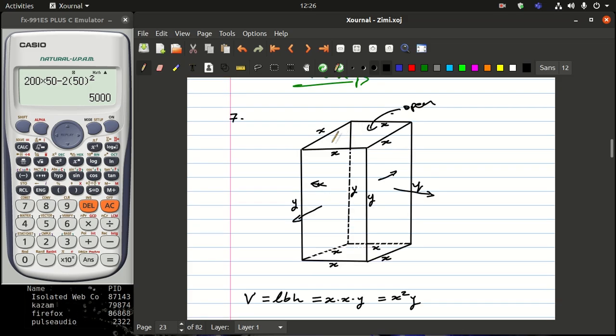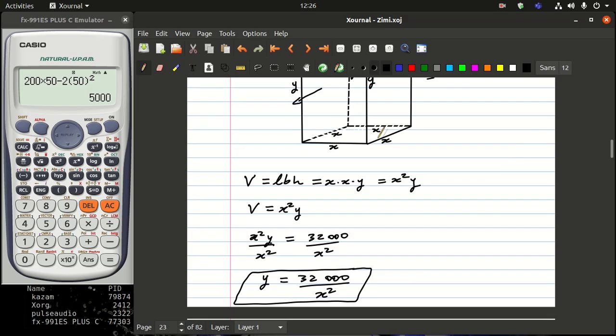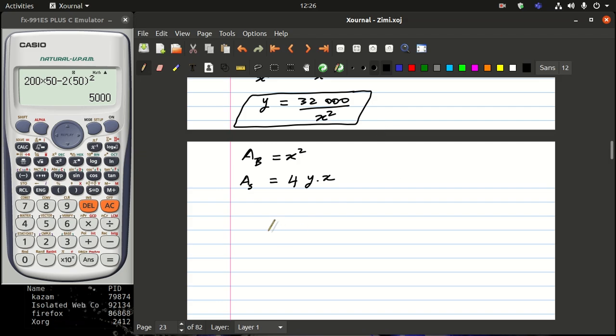But the top here, they are telling us is open, so we don't include it, which means now the total surface area is going to be the area of the bottom plus the area of the sides, which is just the same as x squared plus 4xy. Let me write it to be cleaner. S is equal to x squared plus 4xy.